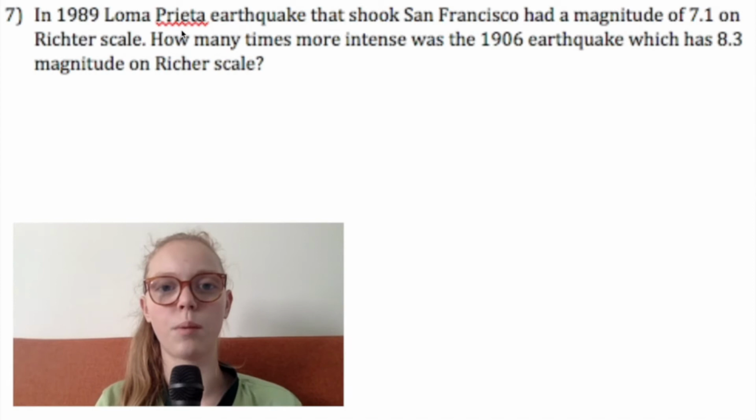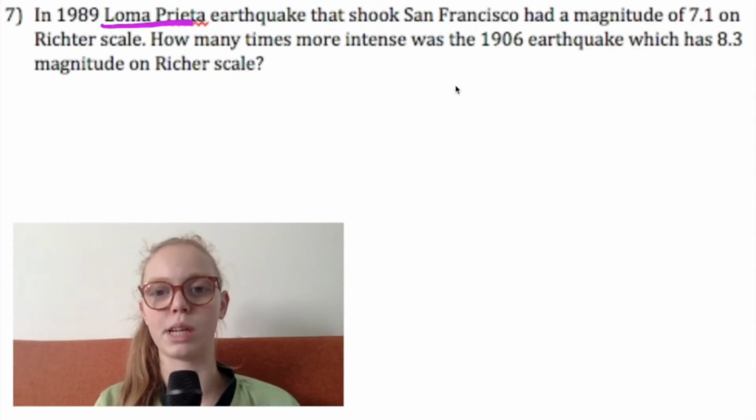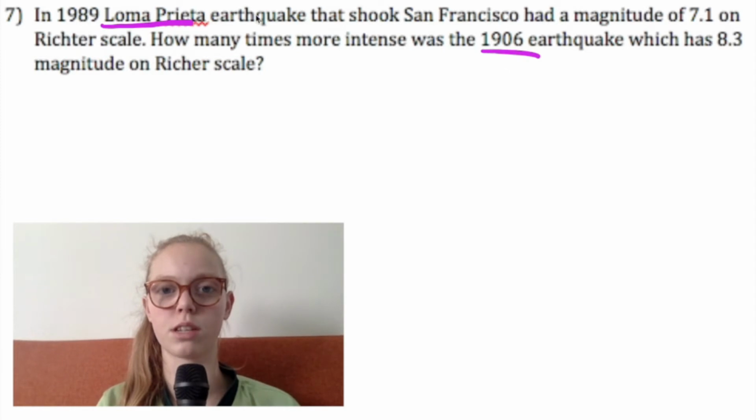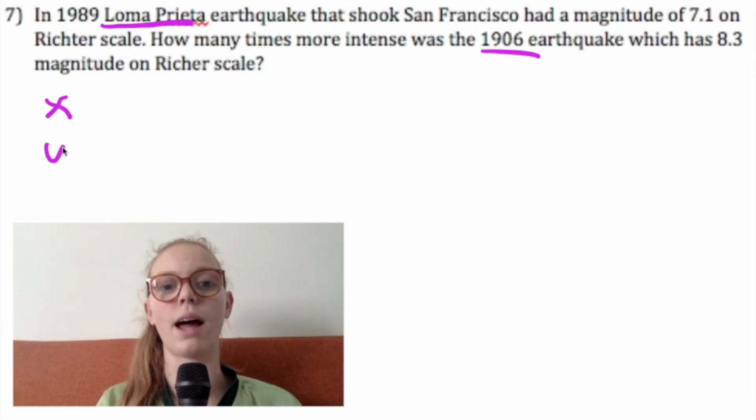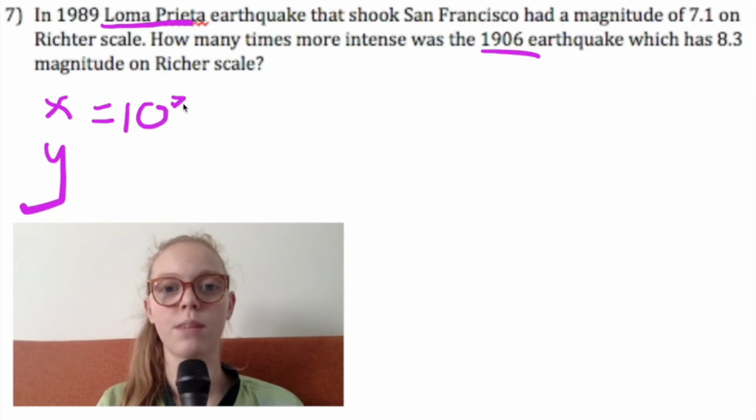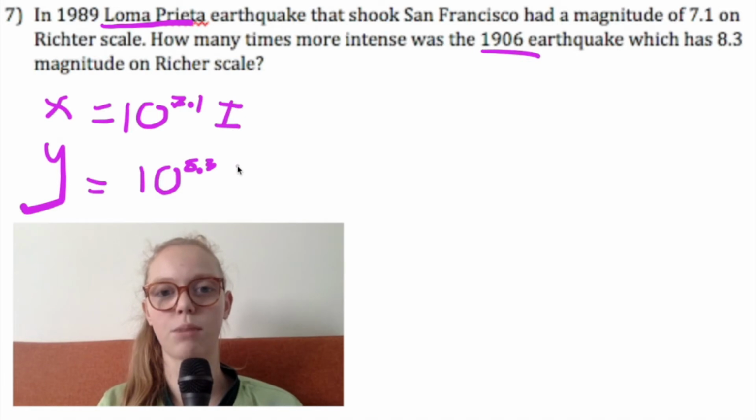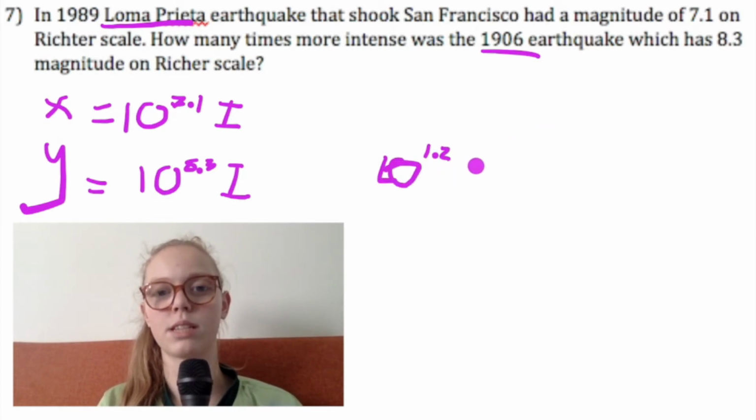We're going to look at the Loma Prieta earthquake and the 1906 earthquake, which were two earthquakes that struck San Francisco. So let's call the Loma Prieta earthquake X and the 1906 earthquake Y. X is going to equal 10 to the 7.1 power, because it's 7.1 on the Richter scale, times I. Now I is the standard earthquake. So Y is 8.3 times I, because it is 8.3 on the Richter scale. Now when we divide them, we get 10 to the 1.2, which is roughly equal to 16, and that's the answer.